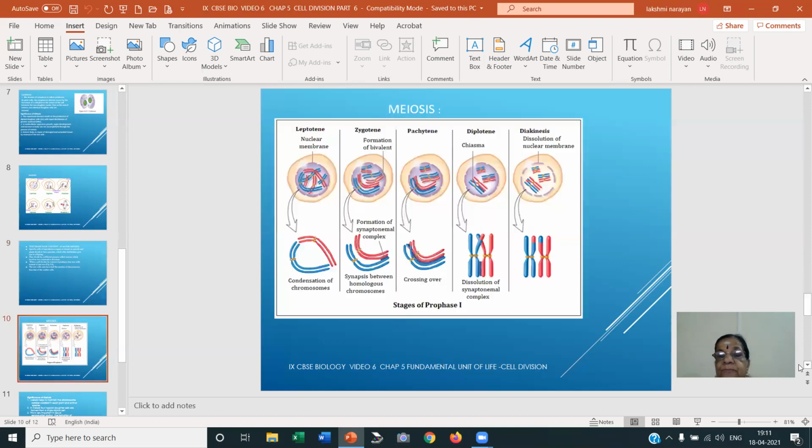Then the next one, the meiosis diagram is given clearly. In the leptotene stage, the nuclear membrane is there, and this is condensation of chromosomes. Chromosomes become thicker and clear. And this is the homologous chromosome, blue and red homologous chromosomes. Correct? And then in the zygotene stage, pairing or synapsis, that we name as formation of bivalent.